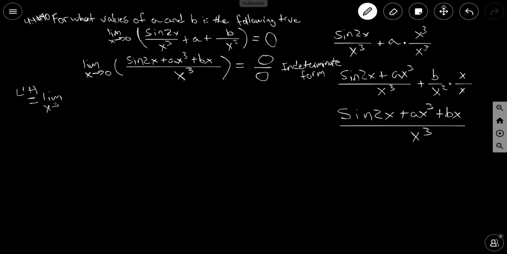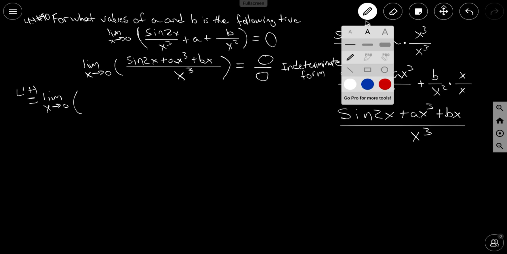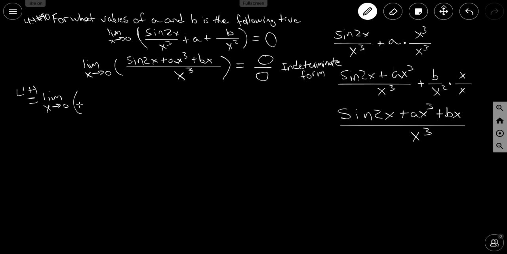And for L'Hopital's rule, you're just going to find the derivative of the numerator and the denominator. So the derivative of sine 2x is 2 cosine 2x. Derivative of ax cubed is 3ax squared. Derivative of bx is just b.